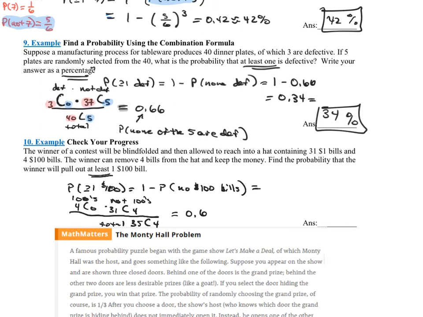So when I do 1 minus the probability of no $100 bills, that would be 1 minus 0.6, which gives me a total of 0.4. As a percentage, that is a 40% chance. So what's the probability that at least one $100 bill would be pulled? The answer is 40%. Notice, the total number of possibilities here, 35 choose 4, is a very, very large number. So on this problem, you would have to use this formula. It would be nearly impossible to list out all the different possible combinations and then calculate what percentage is that of the total.